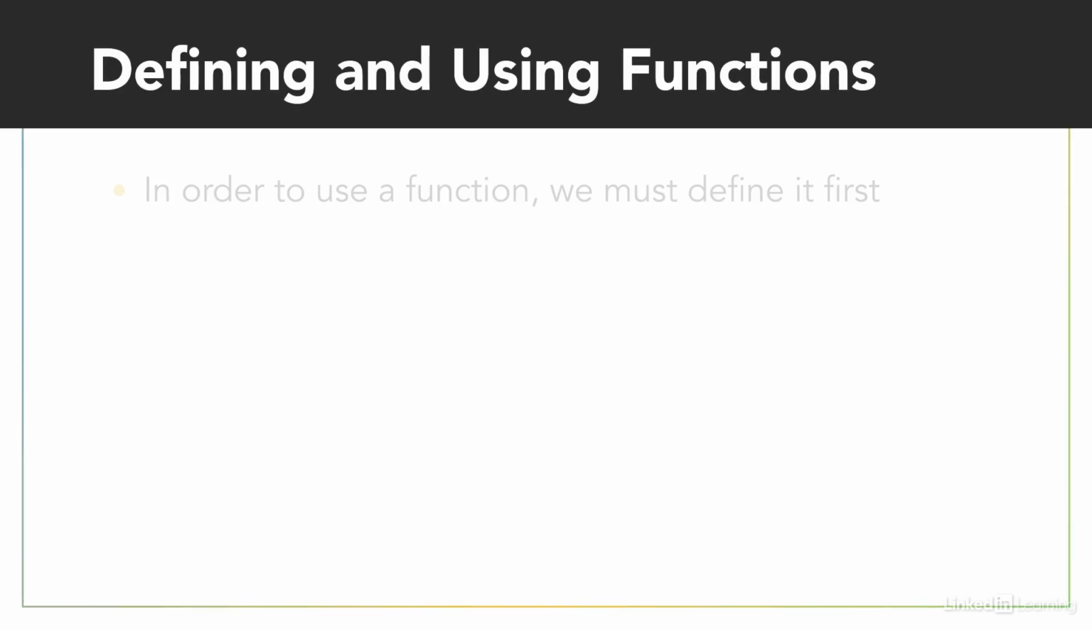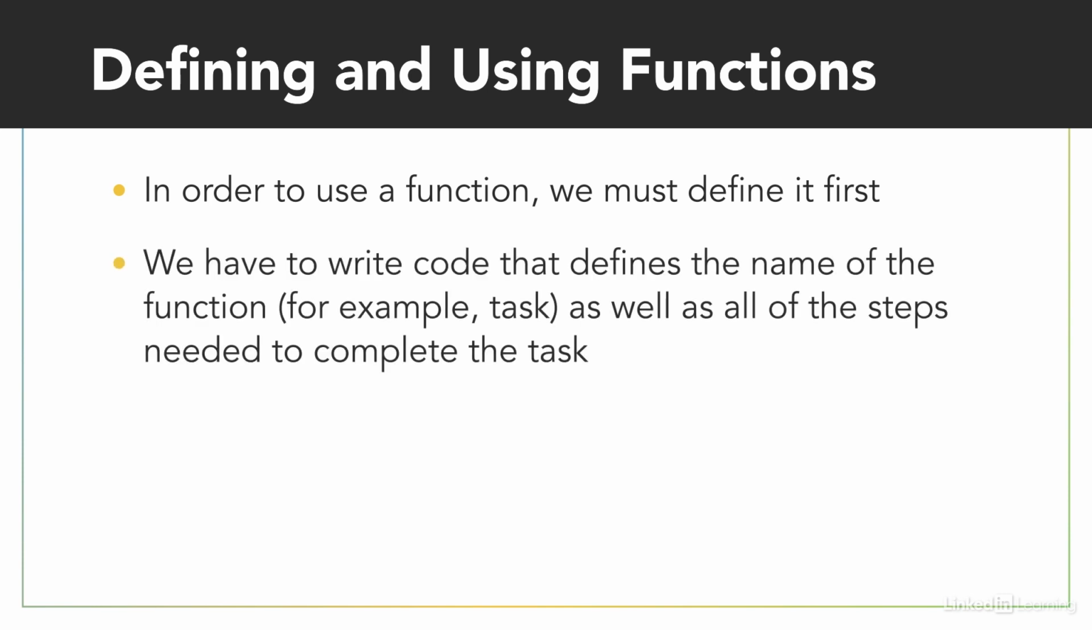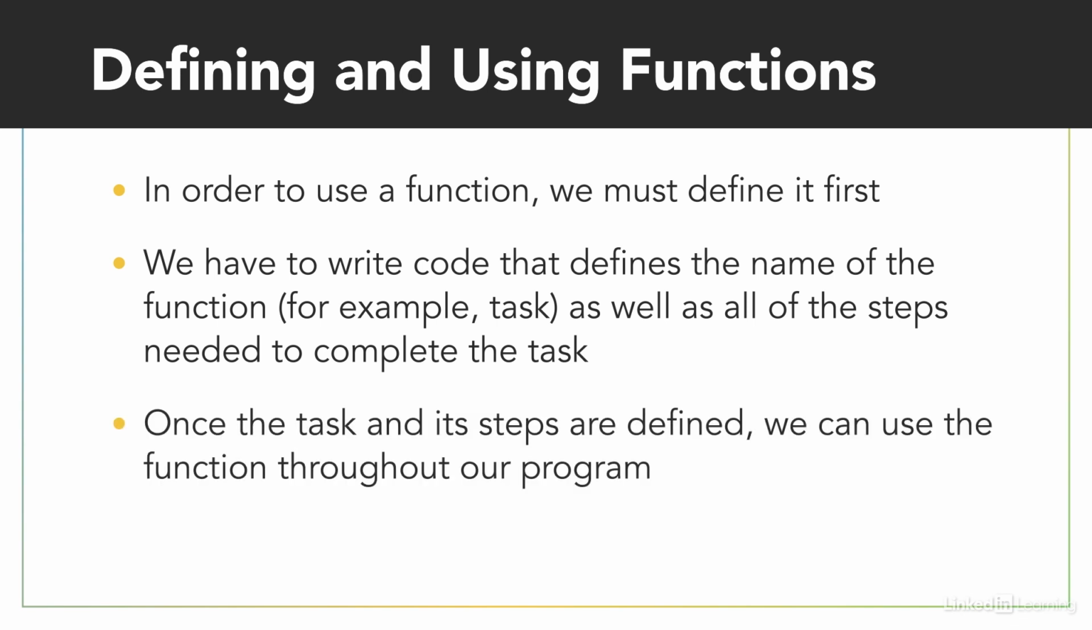For our programs, we have to write code that defines the task, as well as all the steps needed to complete that task or make the PB&J. Once it's defined, we can use the task name to execute the function as many times as we want.